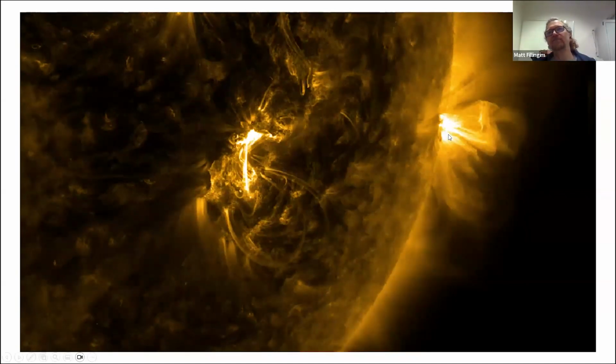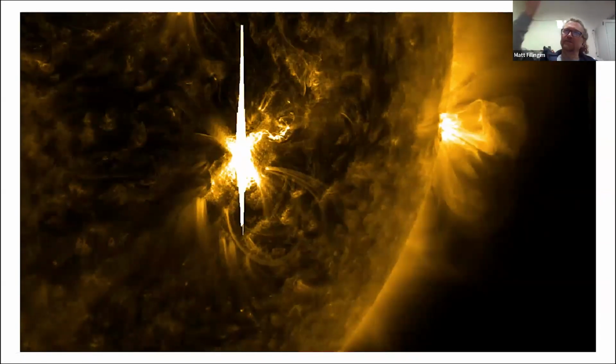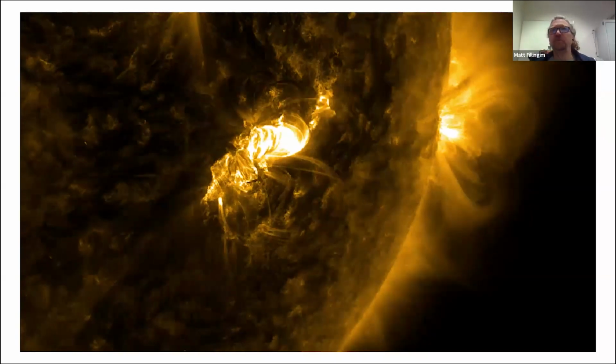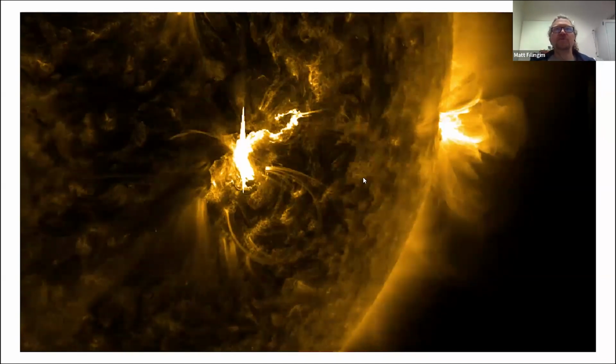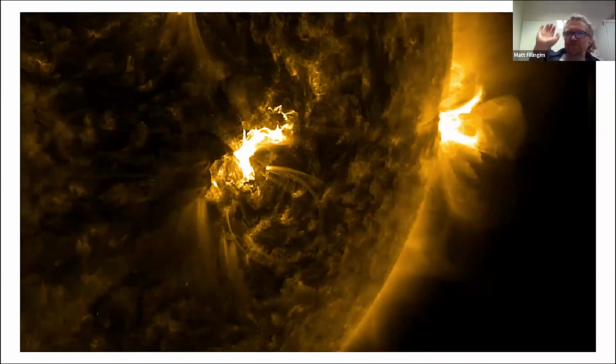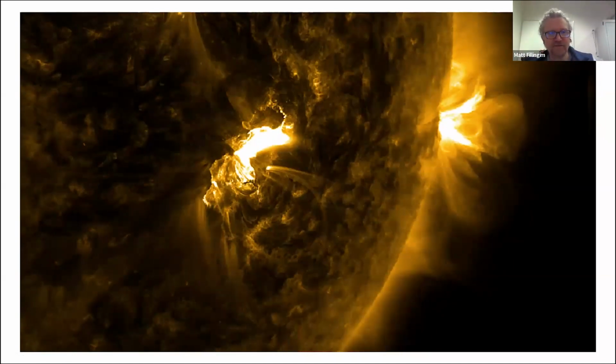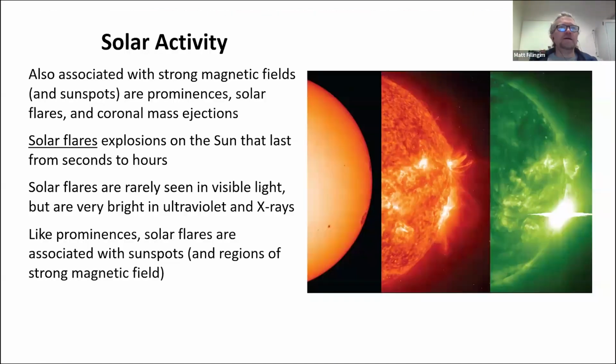And you can actually see there's another big bright region over here that also has these big loops coming out, and so we can see, well, this one is a flare. This one may have flared earlier. It's not quite as bright in this image, and just over the limb of the sun. But there's two big bright spots there, very active. Okay, and it's just a still image, but you see that bright solar flare happening. So like prominences and sunspots, the solar flare is associated with regions of strong magnetic field.